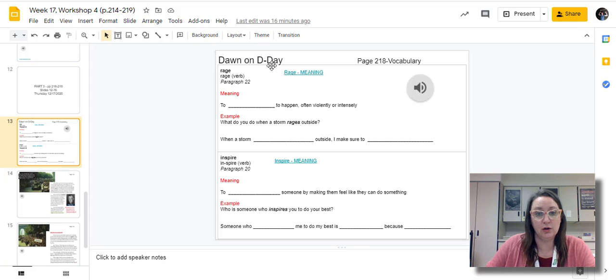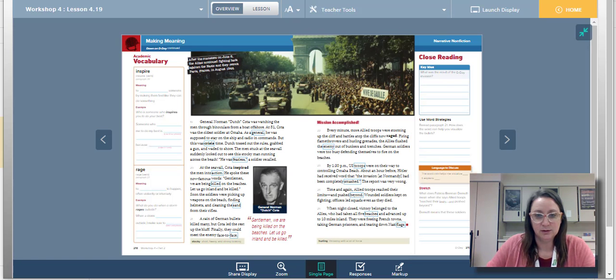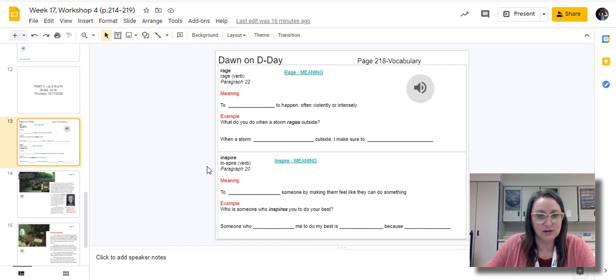So we're going to get started with a vocabulary. We should be on page 218 in the Real Book if you are using your book. That's going to look like this. So we'll be right here. I'm going to use the Google Slides to fill this out today, so please follow along as I do it.